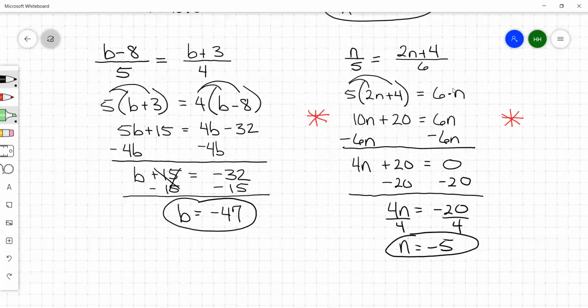All right. When you've got variables on both sides, now, like Antoinette said, you could have moved the 10 in, right? And that's fine too. You would have still gotten n equals negative 5. It's whatever you like to do. I like to just stick to the rule of moving the smaller variable.